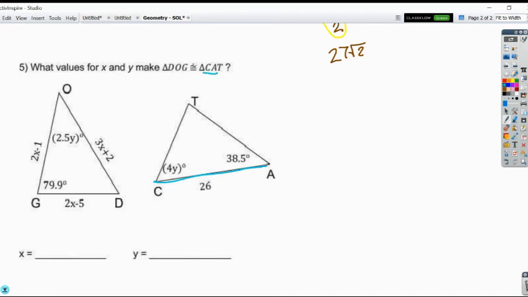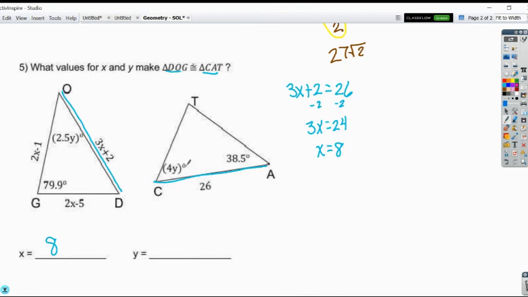CA is the first two letters, which means it has to line up with DO, the first two letters. So if the triangles are congruent, then those individual segments are congruent. So the 3x plus 2 must be equal to the 26. Subtract my 2 from each side. 3x equals 24. And as we divide by the coefficient, x equals 8. Not so bad there. Now the other part is going to be finding the y.